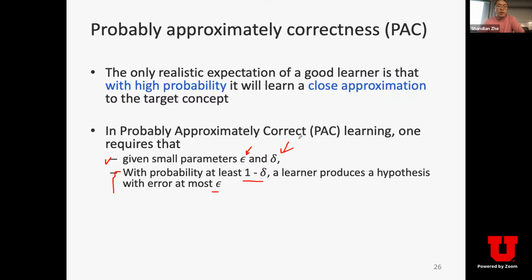It's a little bit formal, so we can get a concrete sense by substituting some specific numbers. Say epsilon is 0.05 and delta is 0.05. That means with probability at least 0.95, that's high probability, the learner can produce a hypothesis whose generalization error is at most 0.05. So it's pretty good. There's a 95% chance it will return a hypothesis whose generalization error is less than 0.05.